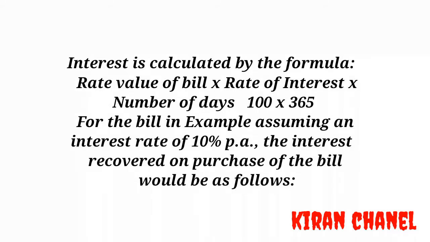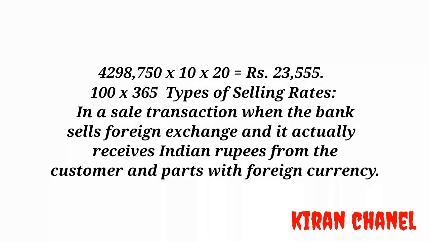Interest is calculated by the formula: rupee value of bills times rate of interest times number of days, divided by 100 times 365. For the bill in the example, assuming an interest rate of 10% per annum, the interest recovered on the TT buying rate of the bill would be as follows: 4,298.750 times 10 times 20 divided by 100 times 365 equals Rs. 23,555.